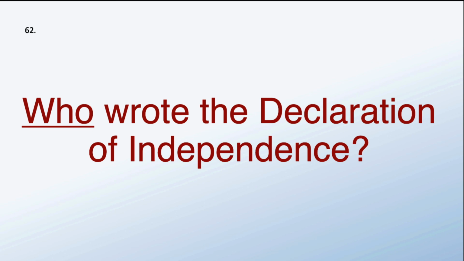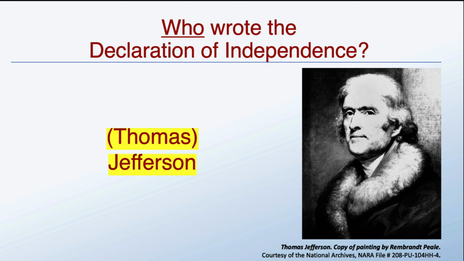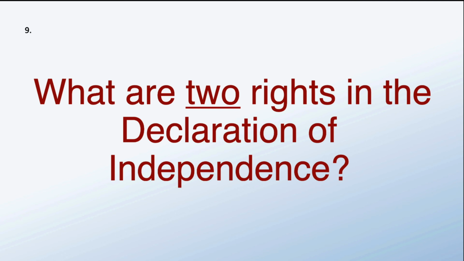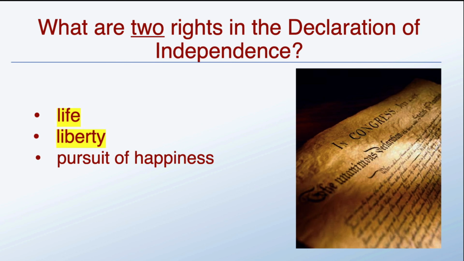Who wrote the Declaration of Independence? Thomas Jefferson. Thomas Jefferson wrote the Declaration of Independence. What are two rights in the Declaration of Independence? Two rights in the Declaration of Independence are life and liberty.